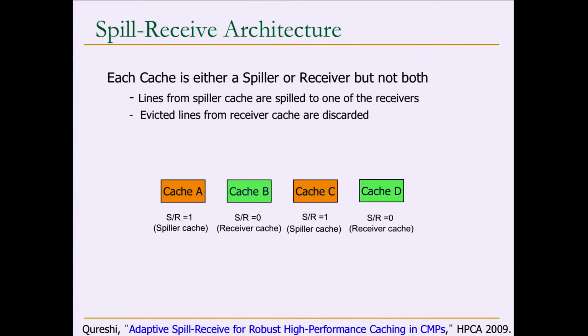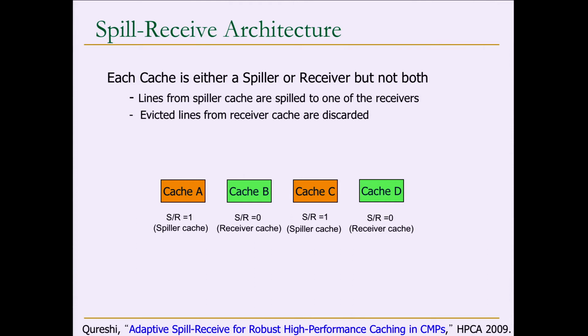And I'll give you the idea relatively quickly. You can read the paper in more detail. But basically, each cache can be a spiller or a receiver, but not both. That actually limits a lot of the traffic as well as interference. Lines from a spiller cache are spilled to one of the receivers. So as you can see over here, each of them are somehow magically marked as spillers or receivers. We will see how that magic happens. And evicted cache lines from the receiver cache are discarded.